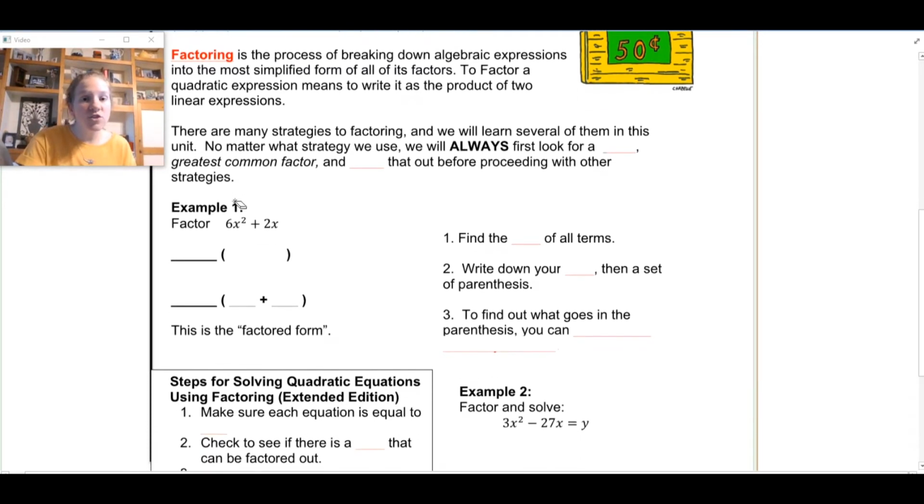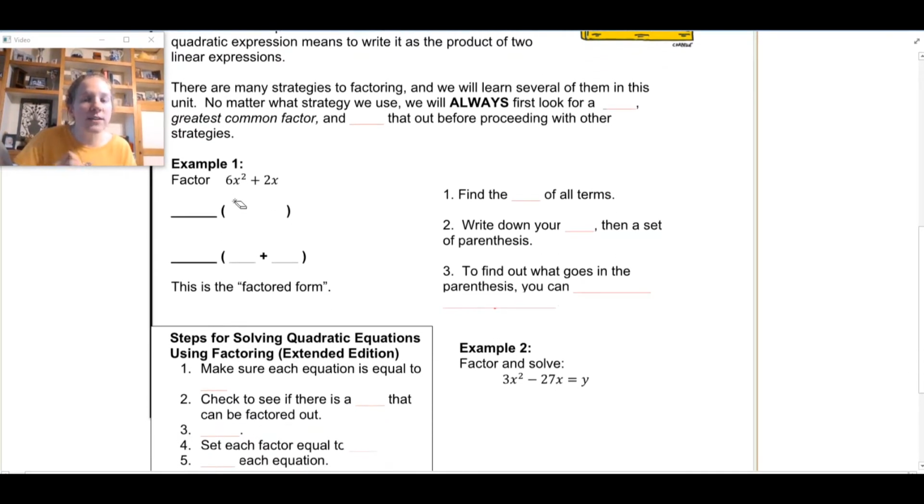There are lots of different strategies, but the first thing you're always going to want to do is look for a GCF, or greatest common factor, and factor that out before going forward with any other strategies. So since that's the first thing I want you to practice, that's the first thing I'm going to teach you. If I have this example, 6x squared plus 2x, the first thing I want you to do is find the GCF of all the terms. When I look at this, each of these is divisible by 2. Also, each of them has an x.